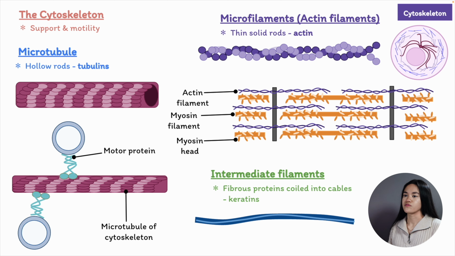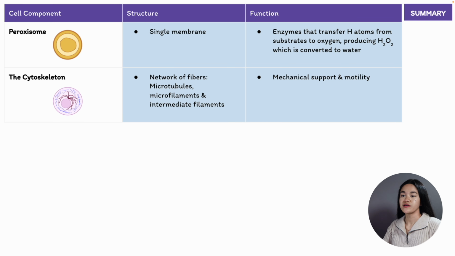Each kind is made up of a specific molecular subunit that belongs to a protein family that includes the keratins. Intermediate filaments support cell shape and fix organelles in place. They are often disassembled and reassembled in various regions of a cell. So intermediate filament networks typically exist after a cell dies. For example, the outer layer of human skin is made up of dead skin cells filled with keratin filaments. Alright, that's the cytoskeleton. Here's the table summary for peroxisomes and the cytoskeleton.